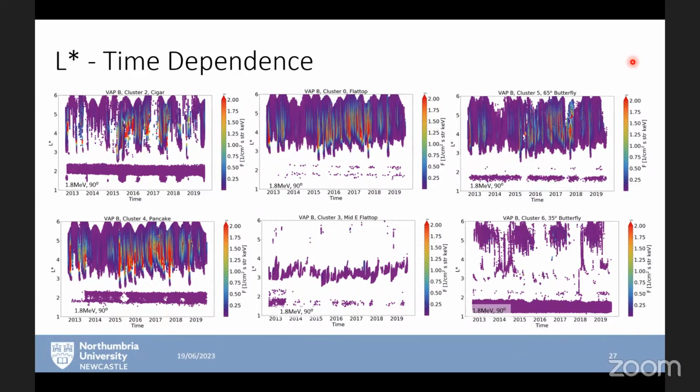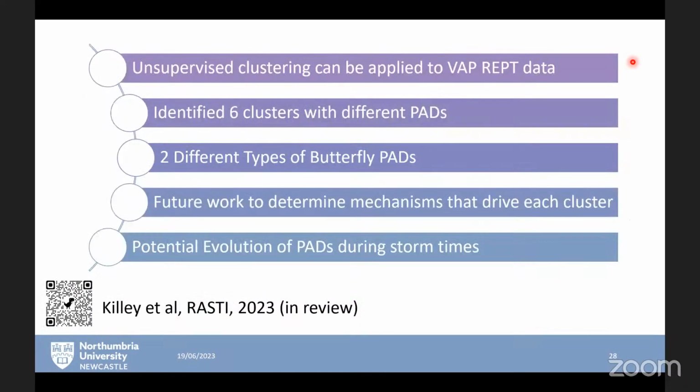However, to further investigate the potential evolution, we will have to look at a more isolated time. So further work from this study will be to isolate storm times to try and evidence any pitch angle distribution evolution. So therefore, just to summarize everything we've talked about, we have applied a series of unsupervised clustering techniques to Van Allen Probes REPT data in order to classify 6 different pitch angle distributions. In these 6 different clusters, we have identified 2 different types of butterflies, which correspond to 2 different types of magnetospheric drivers.